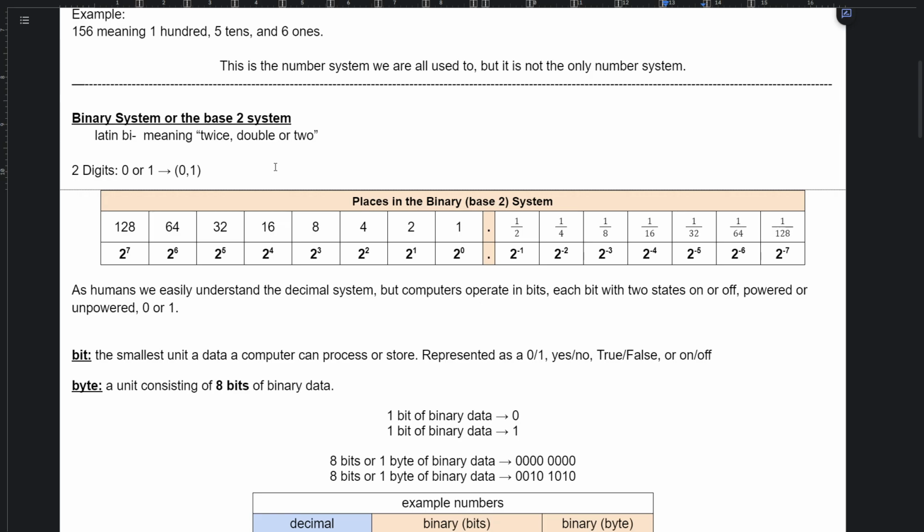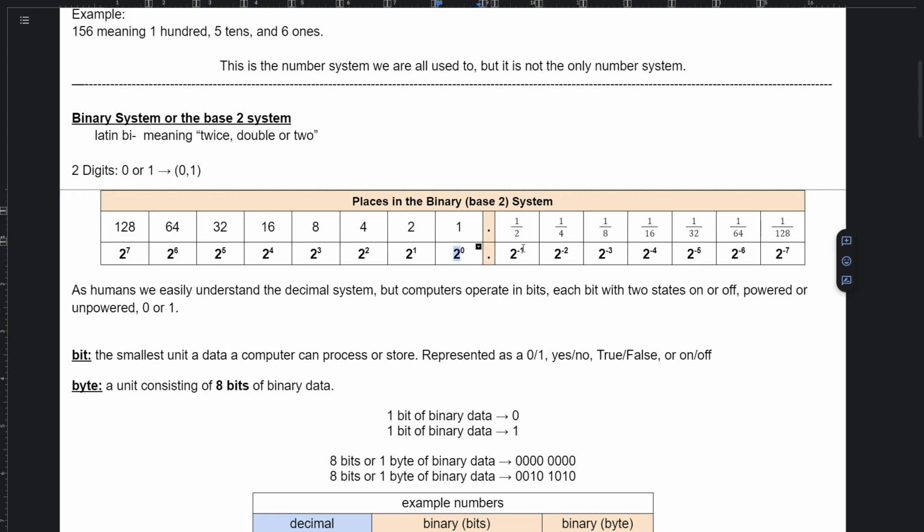So bi literally means twice, double, or two. And in this case, it means we only have two values. We have a 0 or a 1 value. So instead of 0 through 9, each place can only have 0 through 1. So if we look at this, instead of 1s, 10s, 100s, we have 1s, 2s, 4s, 8s, 16s, 32s, 64s, and 128. And that goes from 2 to the 0 to 2 to the 7th. And you'll notice that we've replaced the 10 with a 2. Our base is now a 2 instead of a 10.